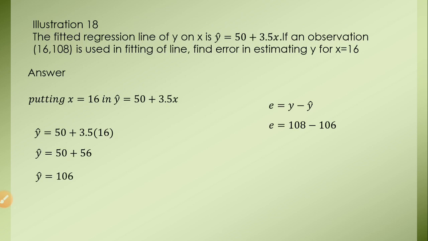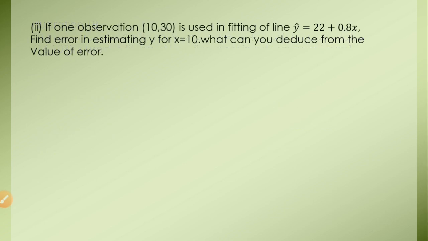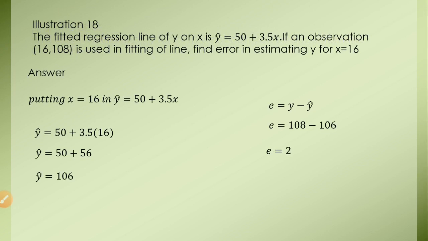Error is y minus y cap, so 108 minus 106. Error is 2. Okay, you know, the error we have found is actual minus estimate. So the answer you got from the formula, y cap, is always the estimate. As I told you, actual will always be given in the question. So you can see in the question (16, 108), so 108 is the actual y.